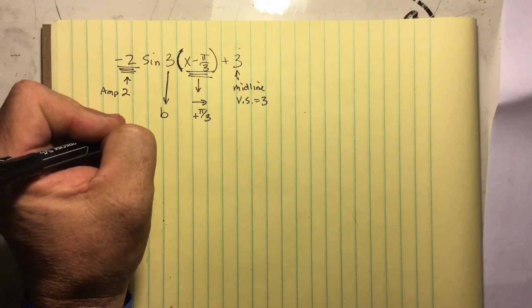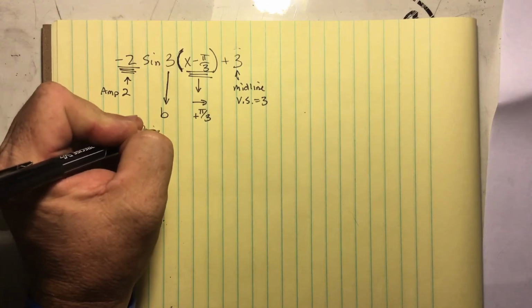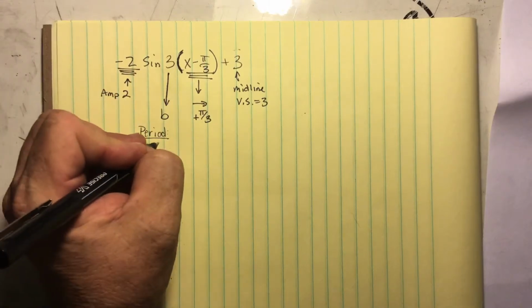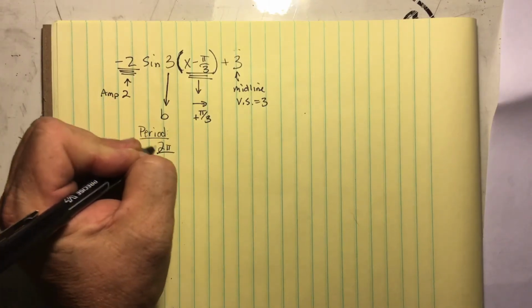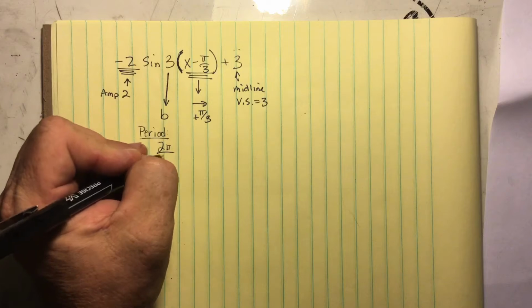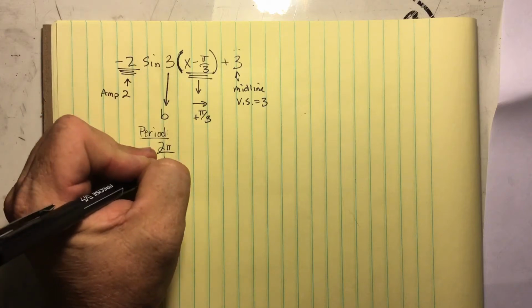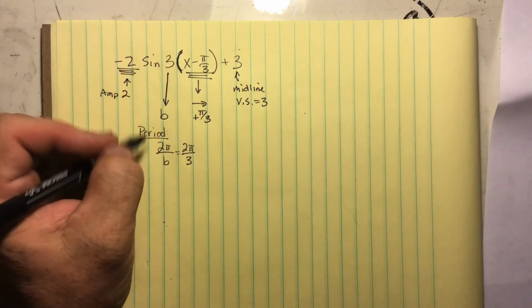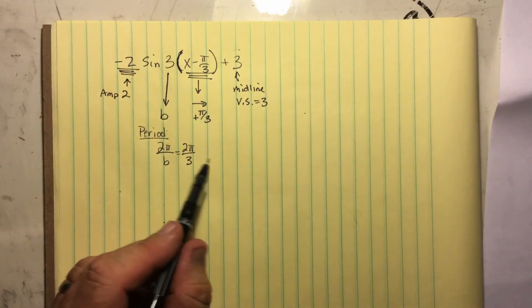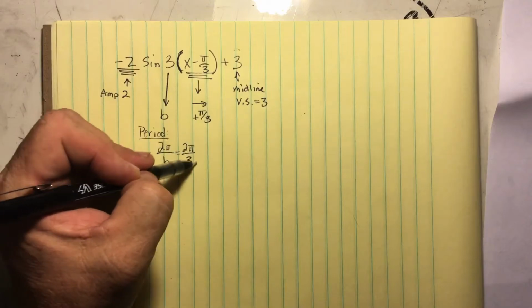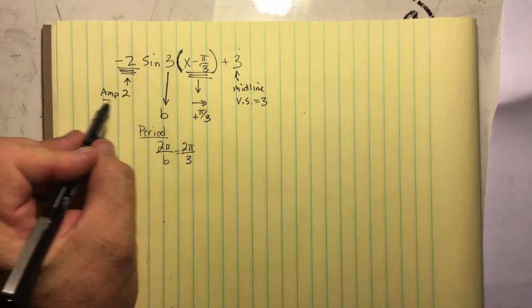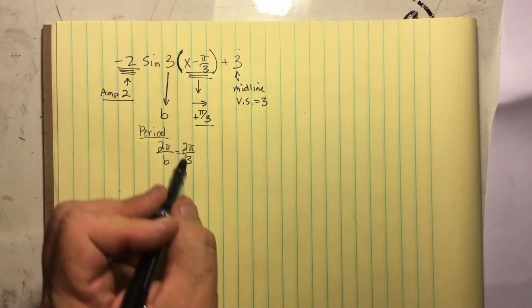Well, how you find the period, or the length of this thing, is we take 2 pi and we divide it by the B. So this is 2 pi over 3. So that's the length. That is the entire length of one rotation. All right? So what we do is we have all the information we need right now to sketch the graph.